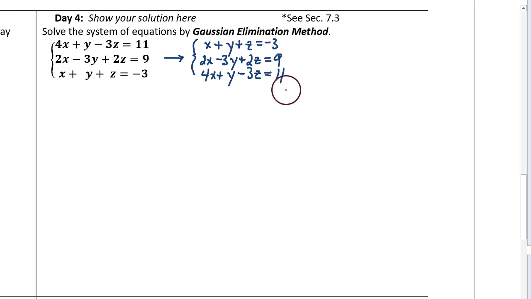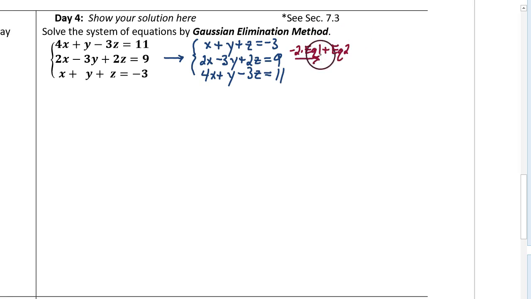Now the next step of Gaussian elimination method is to eliminate this x term here. And that is done in the same way as elimination method in the previous Bell-Work problem. When you add together opposite terms, they are eliminated. So what would you add to positive 2x to eliminate the x term? You'd have to add a negative 2x. So what we're going to do is we're going to take negative 2 times the first equation and add it to the second equation.